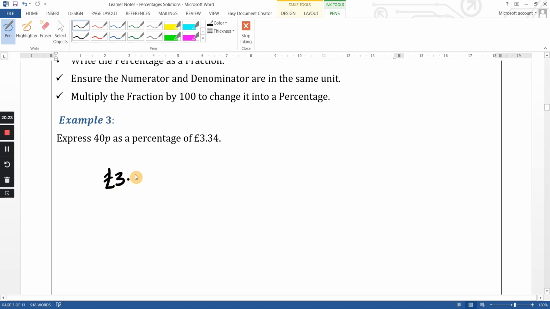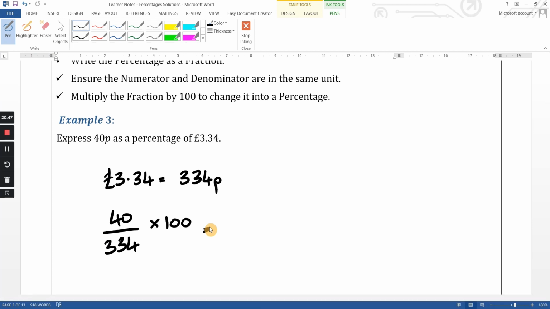Let's change that to pence. So that's going to be 334 pence. So it's 40 pence out of 334 pence as a percentage, times by 100. Let's type that in the calculator. 40 divided by 334 times 100.